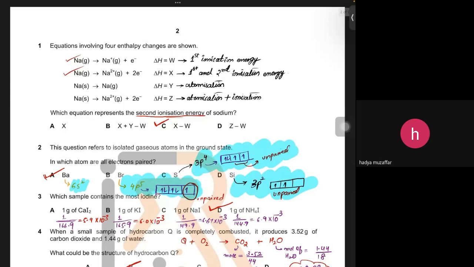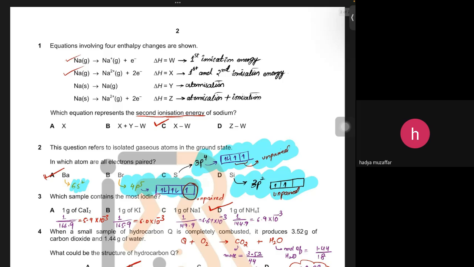If you are going to subtract these two equations, of course, so first and second ionization energy minus the first ionization energy, that would be giving you the second ionization energy equation for sodium. Okay, A, B, and D, they are all incorrect.